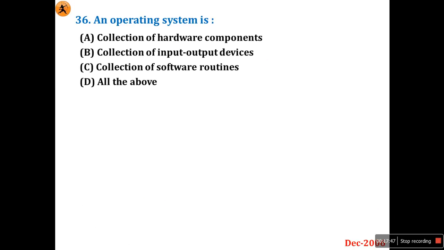An operating system is a collection of hardware components, a collection of input output devices, or a collection of software routines. An operating system is definitely a collection of input output devices and also a collection of software routines. So if you select B and C, you definitely need to select A, collection of hardware components. There is no other way of thinking. Sometimes you get questions like a bonus, where all of these is the right answer.